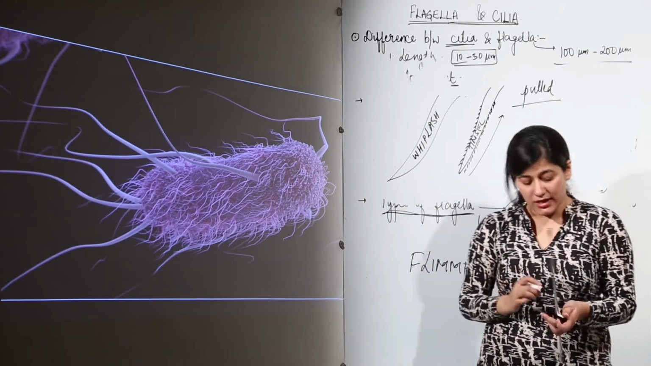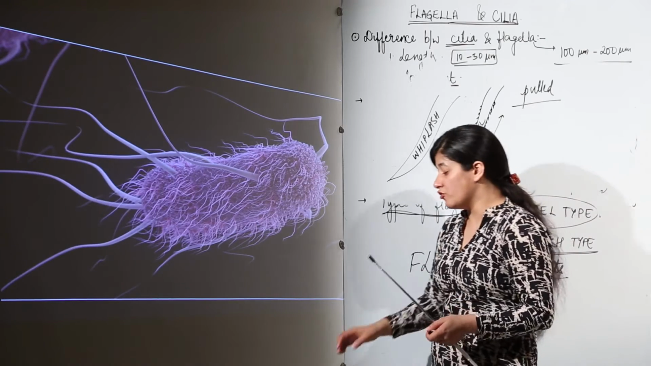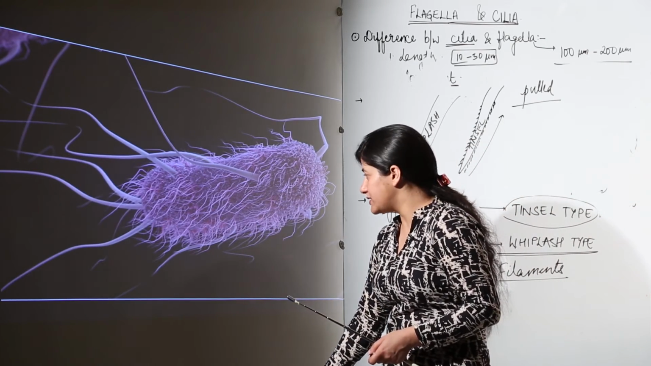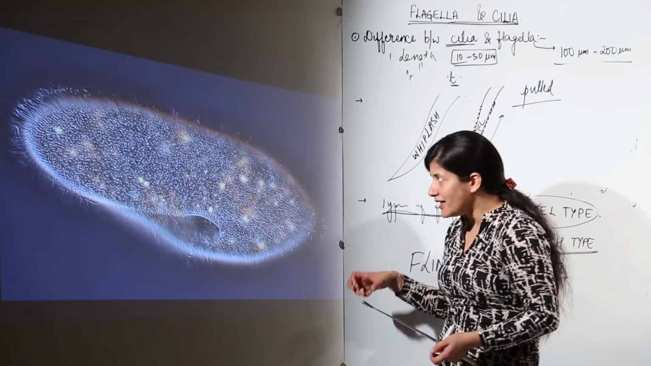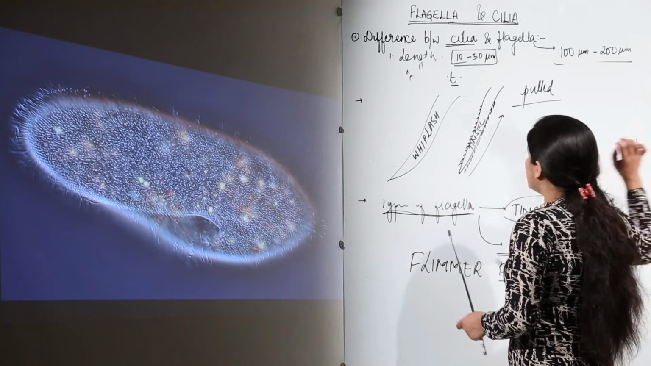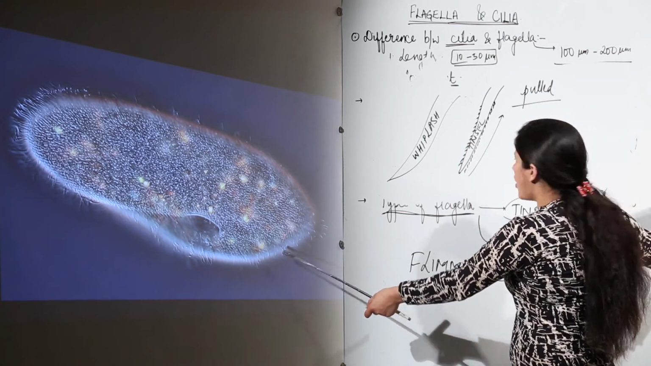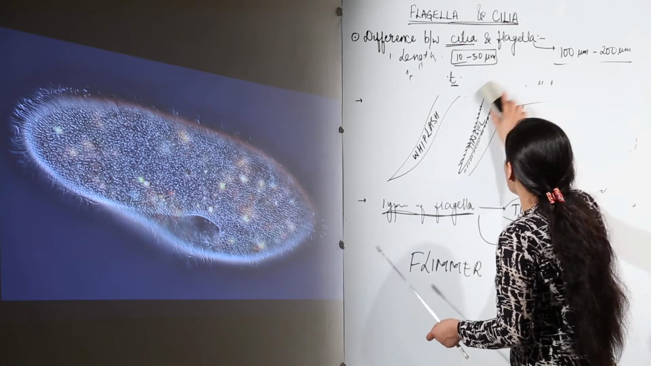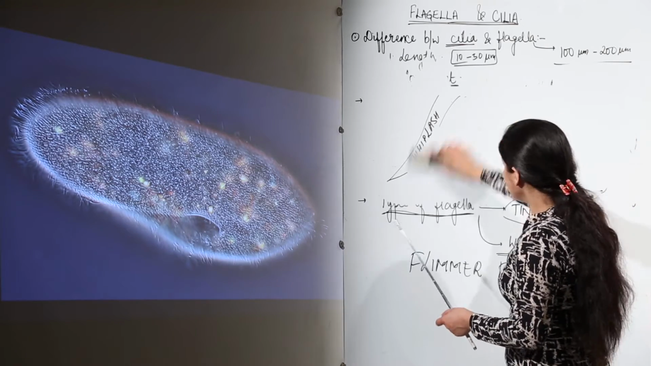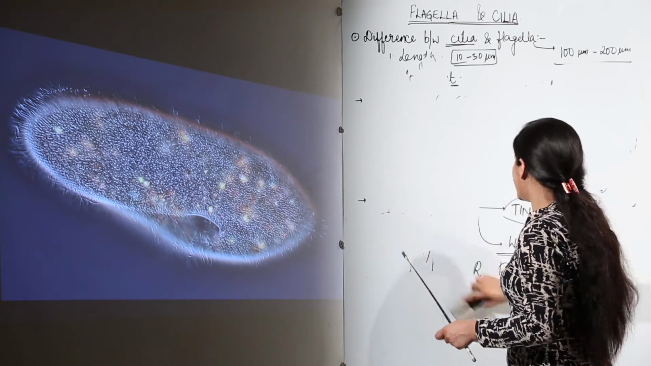Next what we see is how cilia show the movement. Next is that the cell has to undertake all the movement in the medium with the help of these small projections, very small as compared to the longer one, that is flagella.